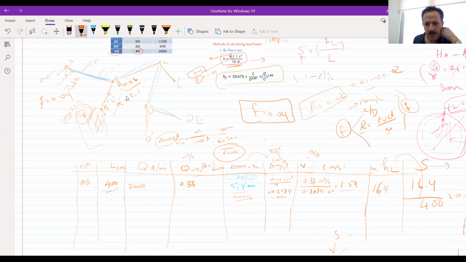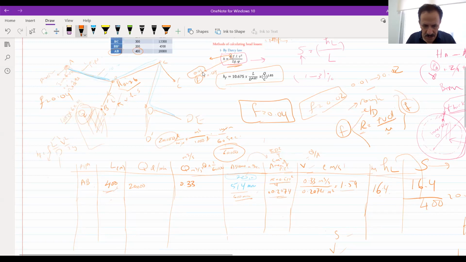Then after that, we will consider the Darcy-Weisbach equation, FL over D, V square over 2G. The L is given, the diameter is given, and the velocity we have. So we just have to find that F, which can be found from the Moody diagram, and we say this is one. Now, the head loss is 16.4.